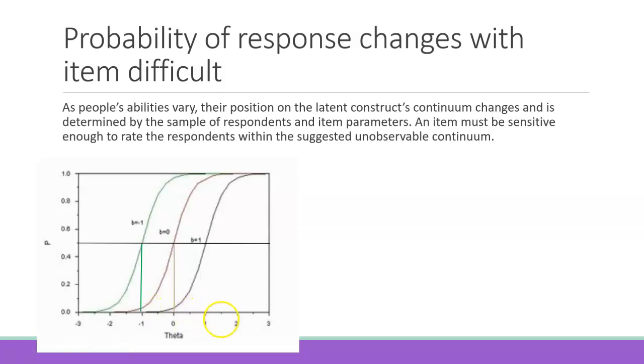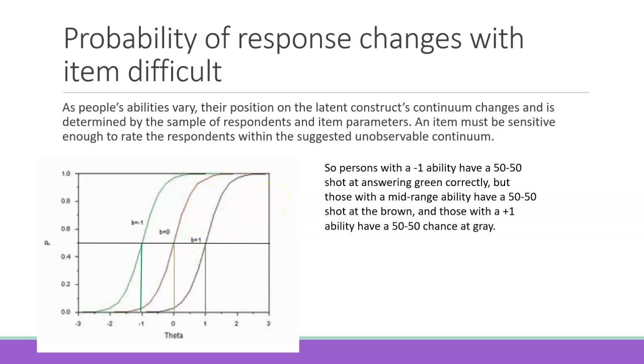For brown, that's our 50-50 shot. So people who are right in the middle of this trait or ability level have a 50-50 shot here. And people who have a higher ability level or higher endorsement of the construct, for this item, that's where they have a 50-50 shot of answering this item correctly or endorsing this item.